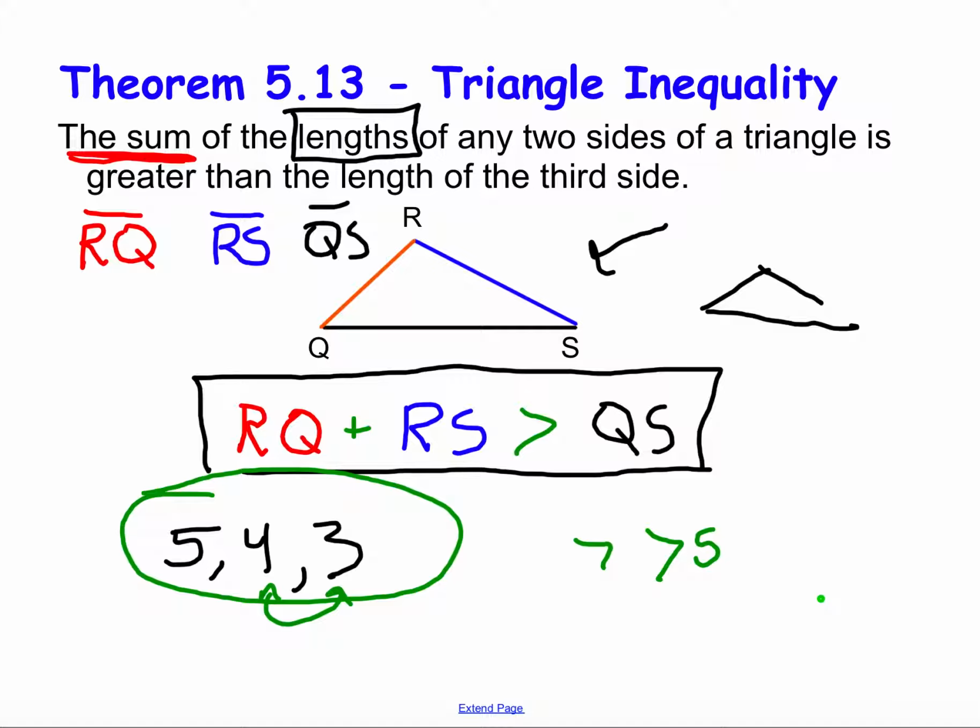Okay? So the triangle inequality states that the sum of the lengths of any two sides of a triangle must be greater than the length of the third side. Okay? So that is it.